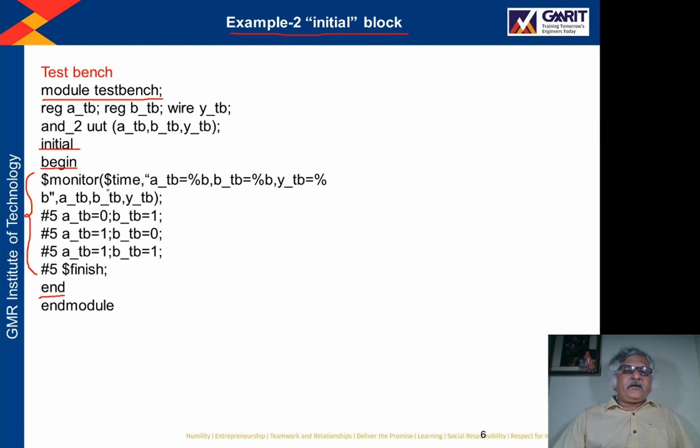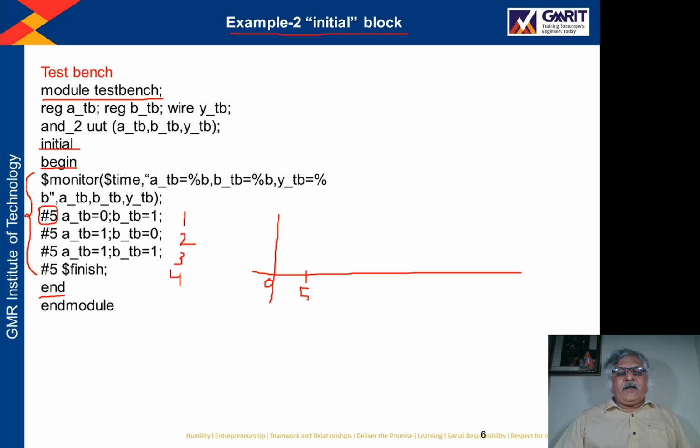So in this case, this initial block executes at t is equal to 0. These are statement 1, assignment statements 2, 3 and 4. So this initial block is executed at t is equal to 0, and once the simulation time advances to 5 unit time, meaning it reaches this time 5, at this time the assignment of statement 1 will take place.